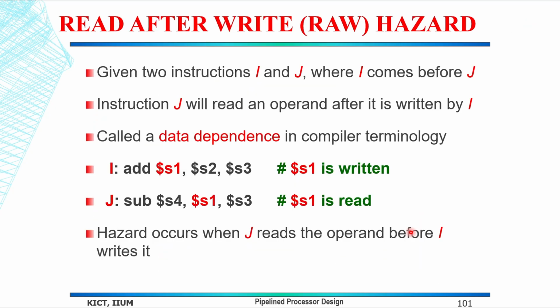Here is a summary of the read after write hazard, which we just covered. Given two instructions I and J, where I comes before J, instruction J will read an operand after it is written by I. This is called a data dependence in compiler terminology. I is add $s1, $s2, $s3, where S1 is written, and J is subtract $s4, $s1, $s3, where S1 is read. A hazard occurs when J reads the operand before I writes it. We have already covered read after write in detail.